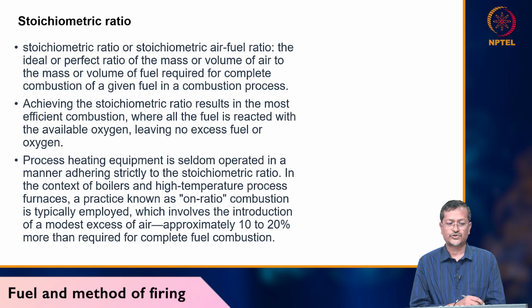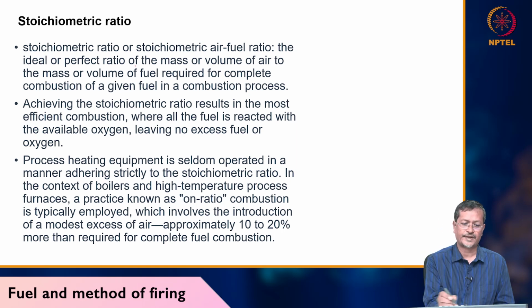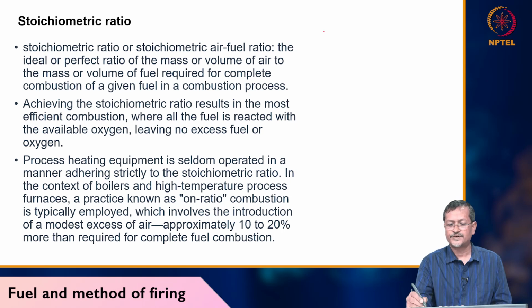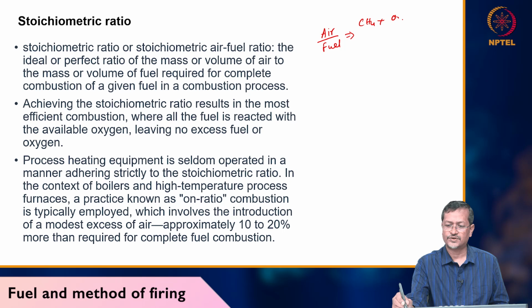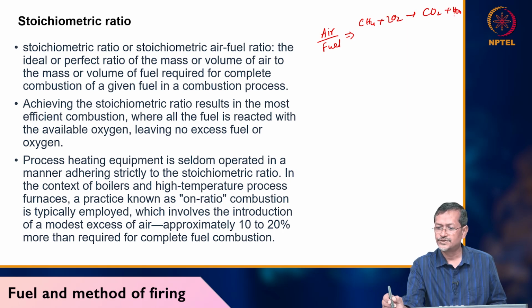Stoichiometric ratio, or stoichiometric air-fuel ratio, is the ideal or perfect ratio of a mass or volume of air and fuel. Okay, so this ratio you have to maintain. There's a certain amount of CH4 plus oxygen, you need certain CO2 plus H2O. I think you need 2 oxygen for 2. So 2, 2, and oxygen you need 4, 6. So 3, 2C, H4, 8, 4.